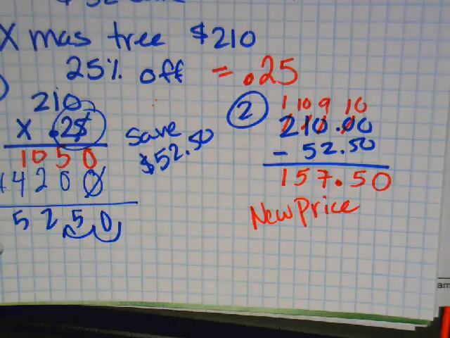So what's our first step? Turn it to a decimal, and second step is to, no, multiply then subtract. Subtract. Sorry.